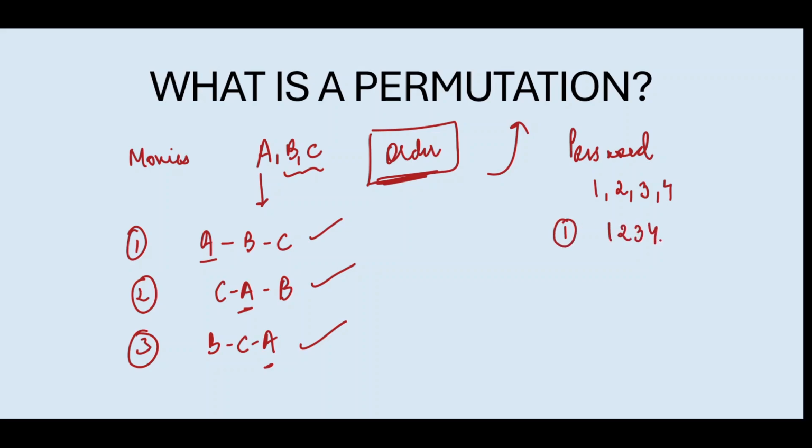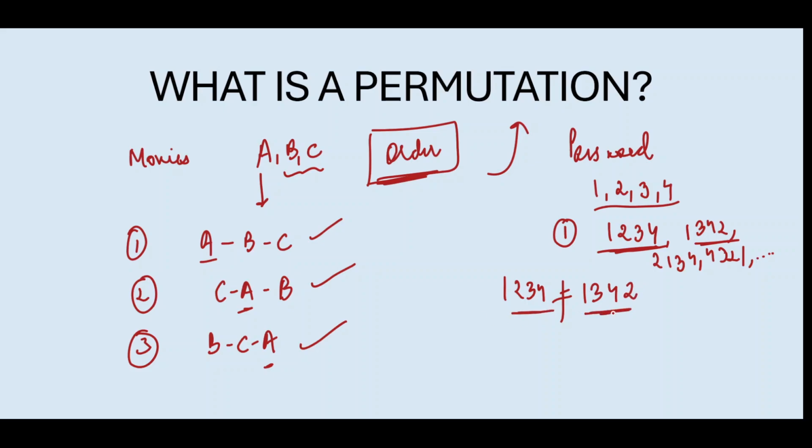It can be 1, 2, 3, 4. It can be 1, 3, 4, 2. It can be 2, 1, 3, 4. It can be 4, 3, 2, 1, and so on. So there can be a number of possible combinations that you can use as your password. Even if the digits are the same, when we change the order, we are creating a new password, because the password 1234 is not equal to the password 1342. So the order of the digits here matters. This is a classic case of permutations.